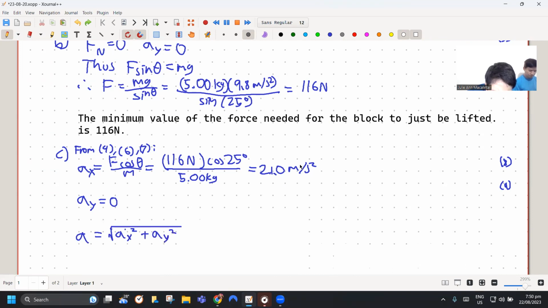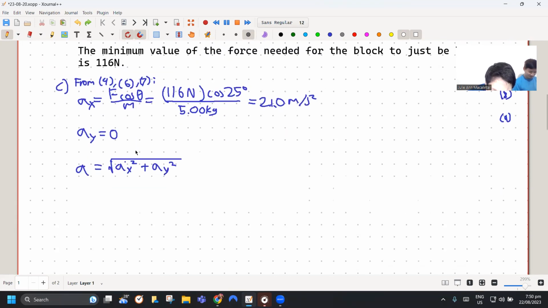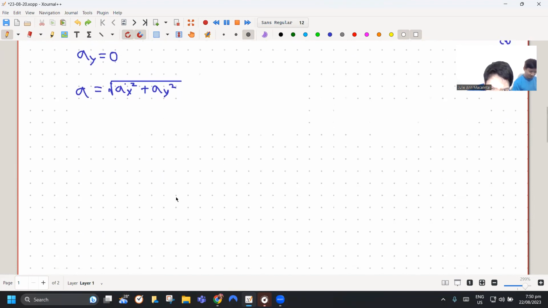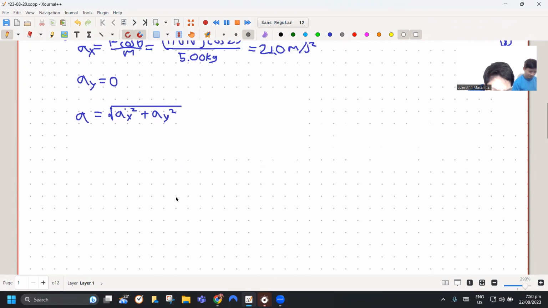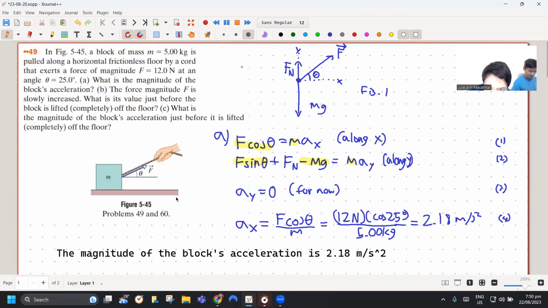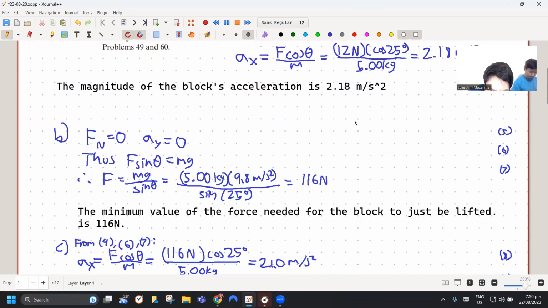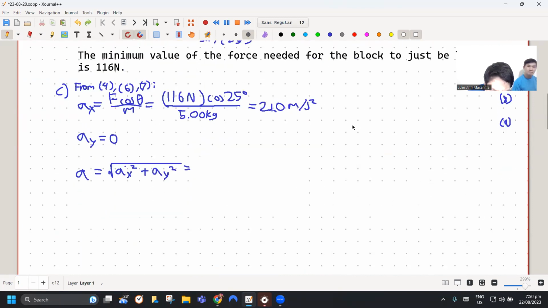So the total acceleration, using the Pythagorean theorem, is the square root of ax squared plus ay squared. They are the two sides of the triangle. Just imagine it. So the total acceleration is the hypotenuse. So this is equal to the square root of ax squared, because there's no acceleration in the y direction. So it's still 21.0 meters per second squared.